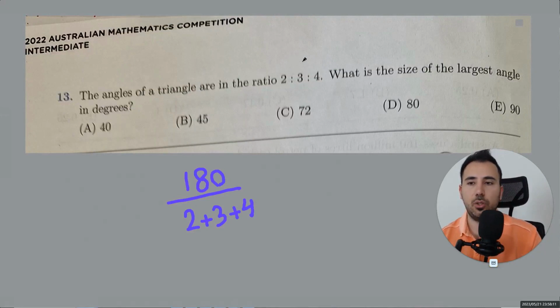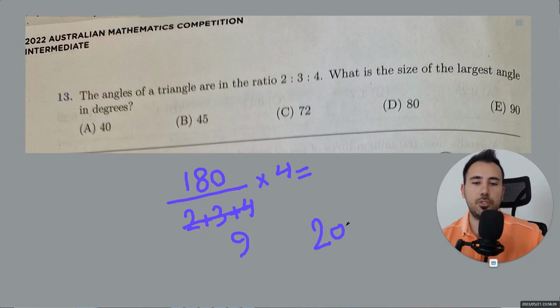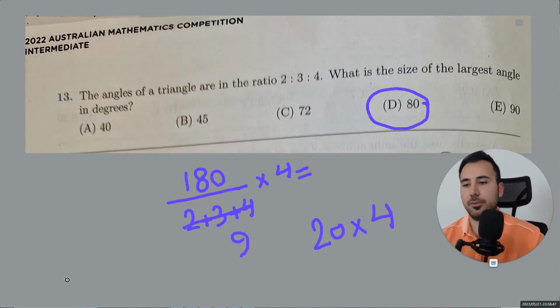Because it says the largest angle, we're trying to find this one. If you wanted the middle-sized angle, you would multiply by 3. If you wanted the smallest one, you would multiply by 2. This is going to be 9, so 180 over 9 is 20. So it's going to be 20 times 4. Not very difficult. 80. Again, not a difficult question.